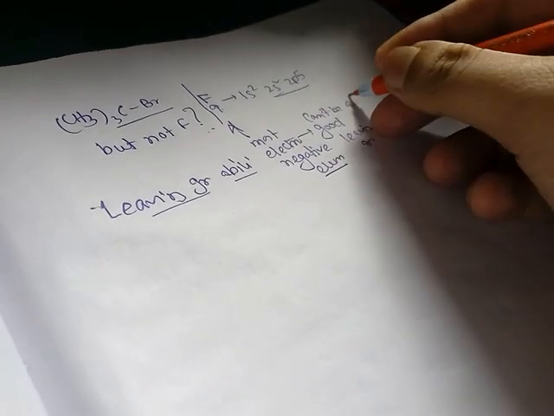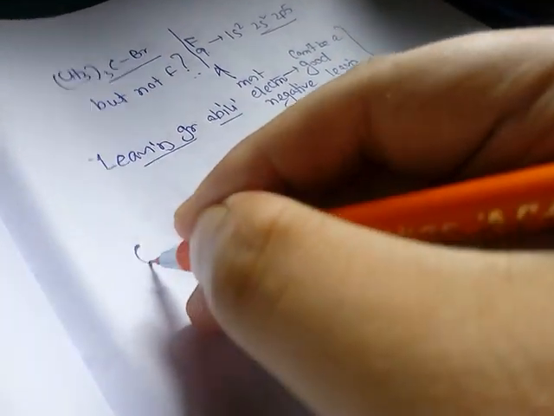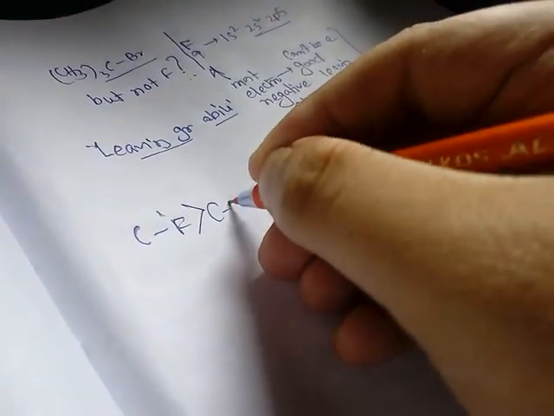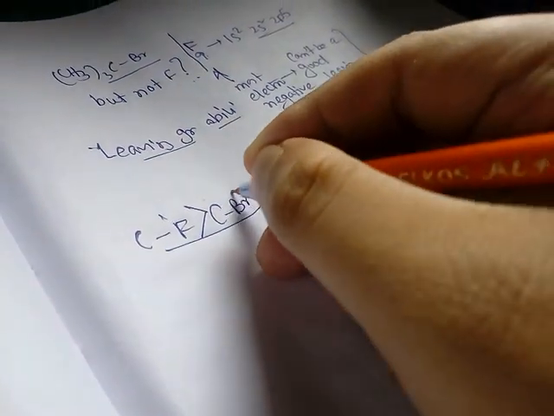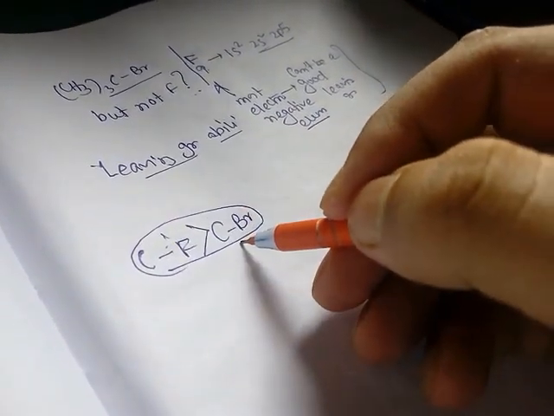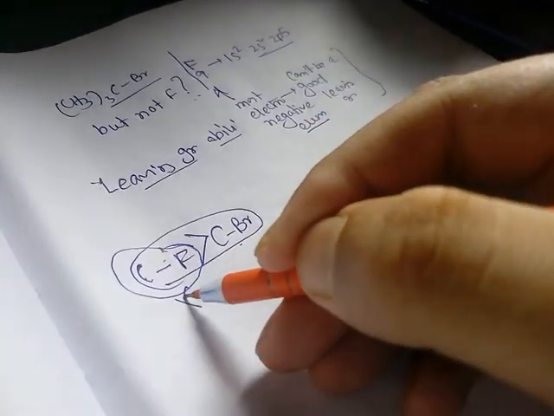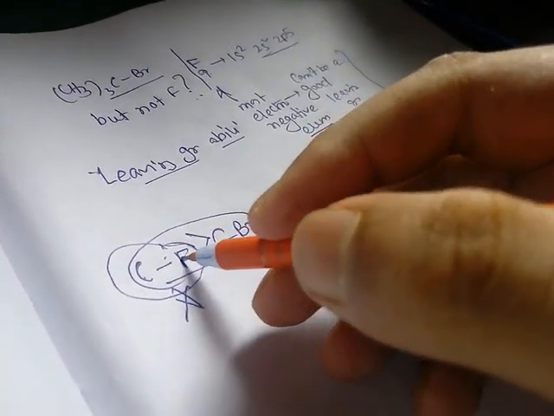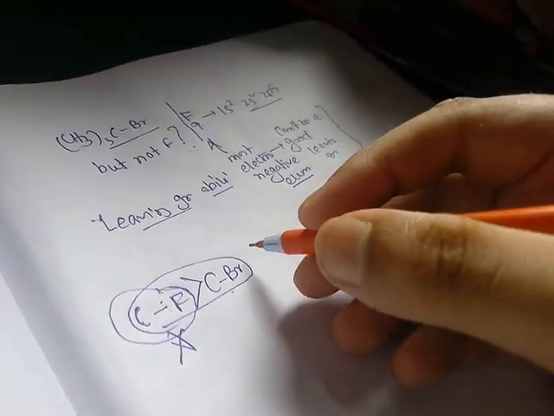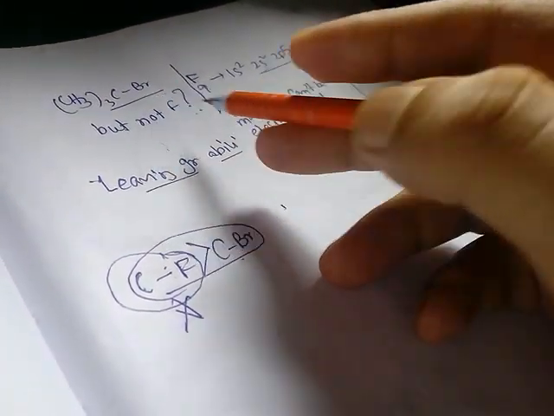So it can't be a good leaving group, since the CF bond is much more stable than the CBr bond. Remember this, understand that the CF bond is much more stable than the CBr bond. That's why I cannot take CF as the SN1 substituent, because the CF bond energy is higher than the CBr bond. Hence I will take Br.